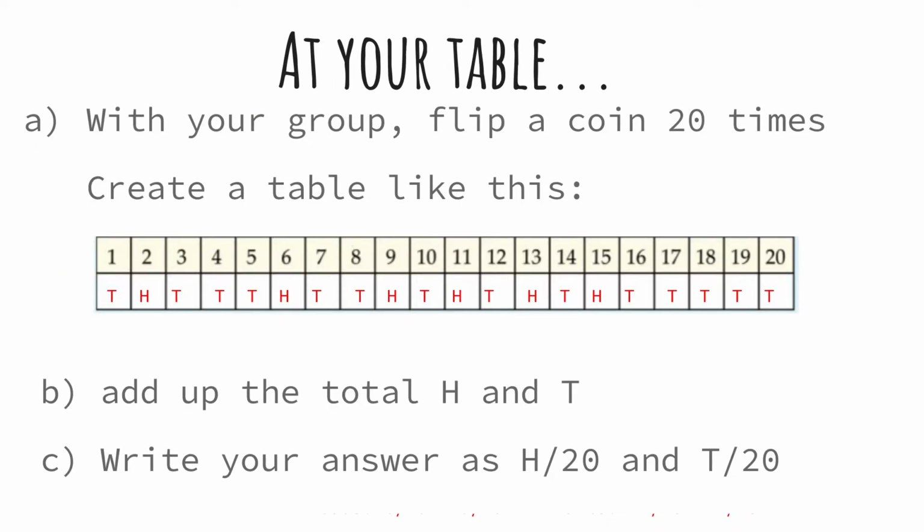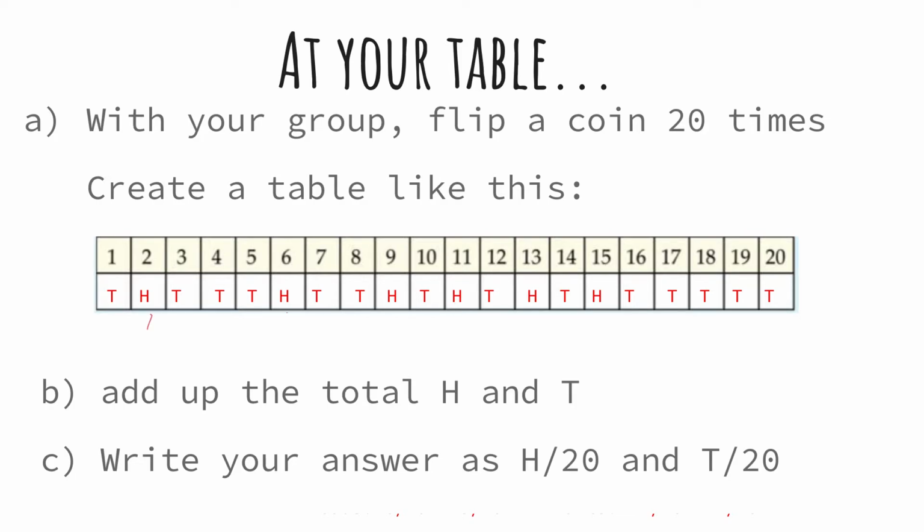All right, if I was in class, we would do this at your table group. You would flip a coin 20 times, and each time you flip it, you would record whether or not it lands on heads or tails. And so I've done this myself. Each time I flipped the coin, I recorded whether or not it was heads or tails, and I've created this table. So now what we're going to do is add up the total number of heads.